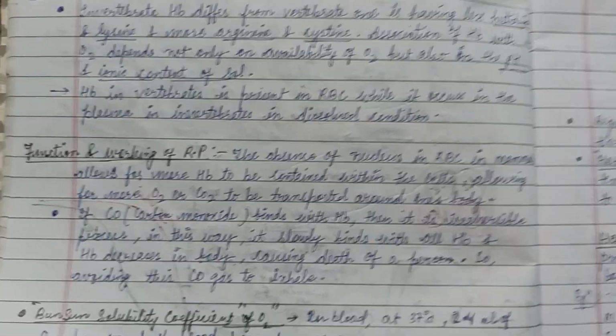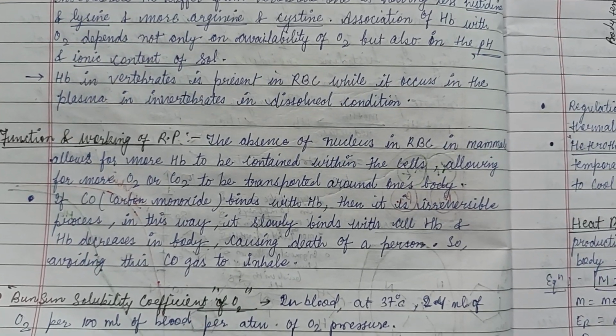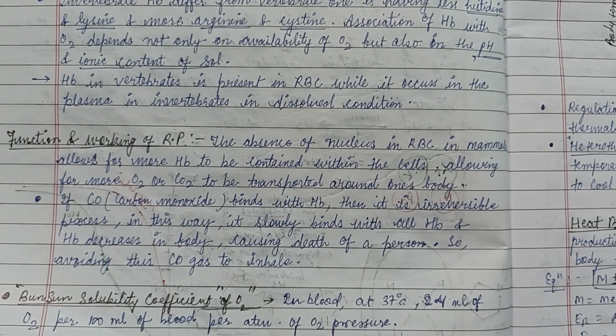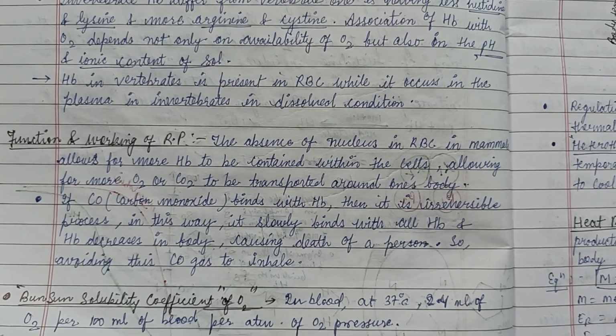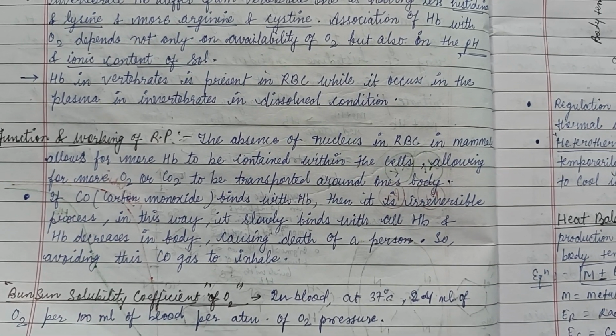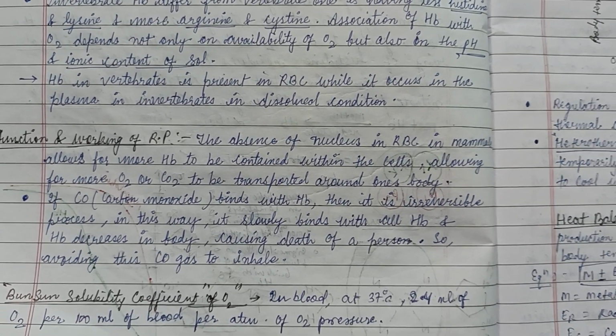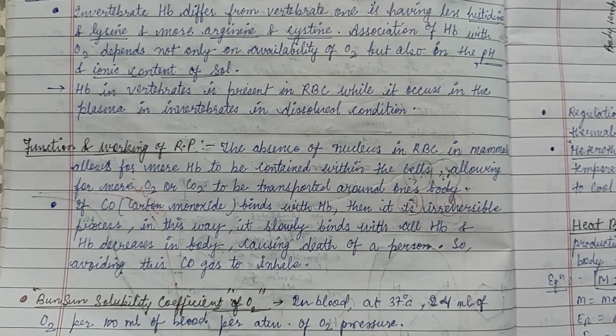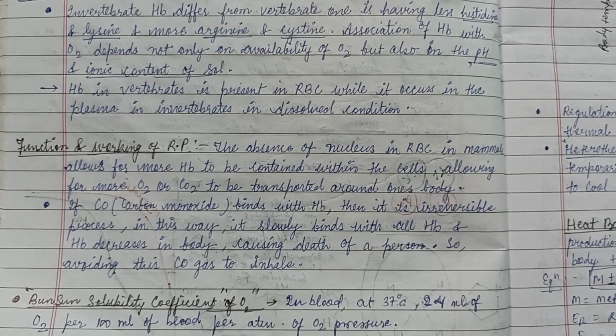So here is some functioning of the respiratory pigments. The absence of a nucleus in mammalian RBC allows more Hb to combine. As we know, in human RBC there is no nucleus present. So in the absence of the nucleus, the RBC of mammals allows more Hb to be held within the cells, allowing more oxygen or more CO2 to be transported around the body.